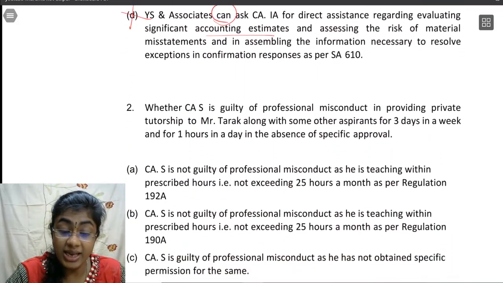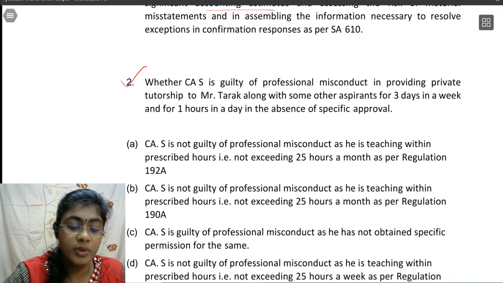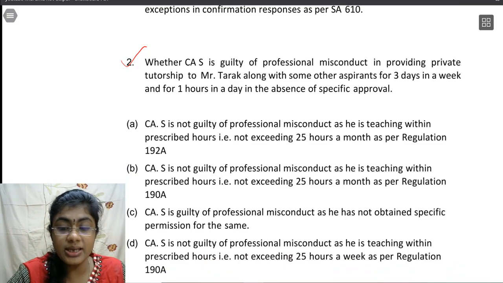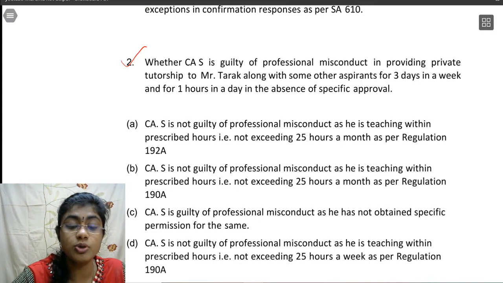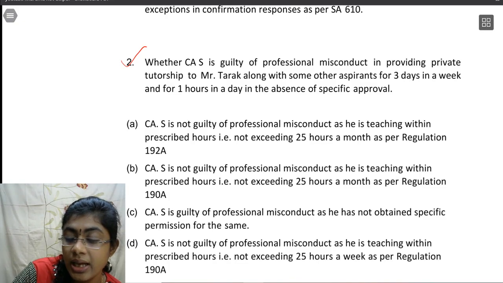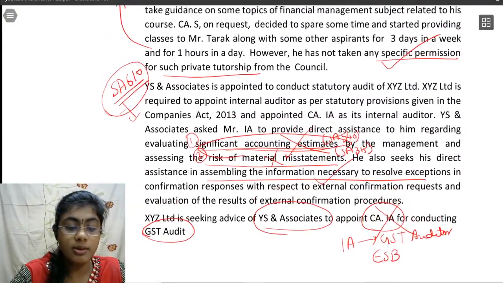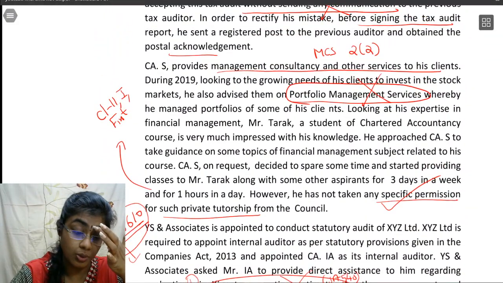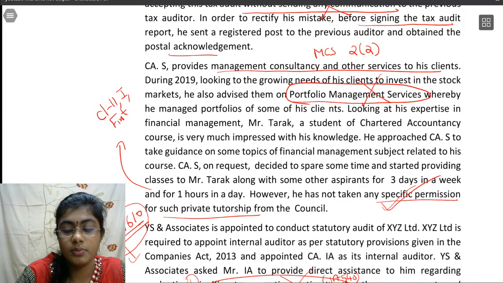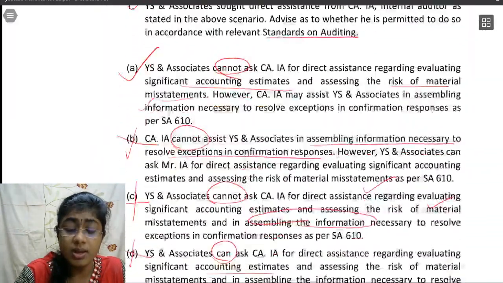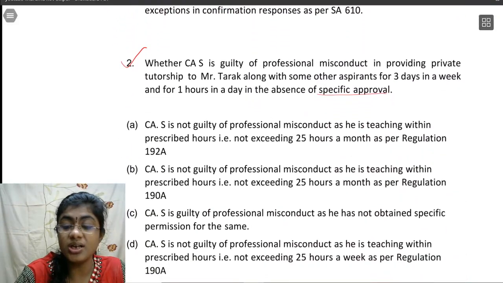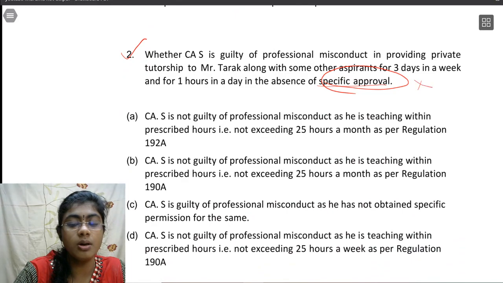Moving on to the second question. Whether CAS is guilty of professional misconduct in providing private tutorship to Mr. Tarak along with some other aspirants for 3 days in a week and for 1 hour in a day in absence of specific approval. You remember, students, in the above passage we said no, this is allowed. So he is not guilty. Even before reading the options you can conclude specific approval is not required.